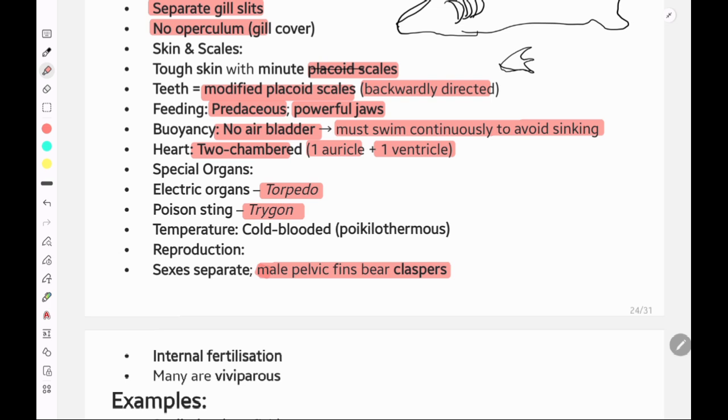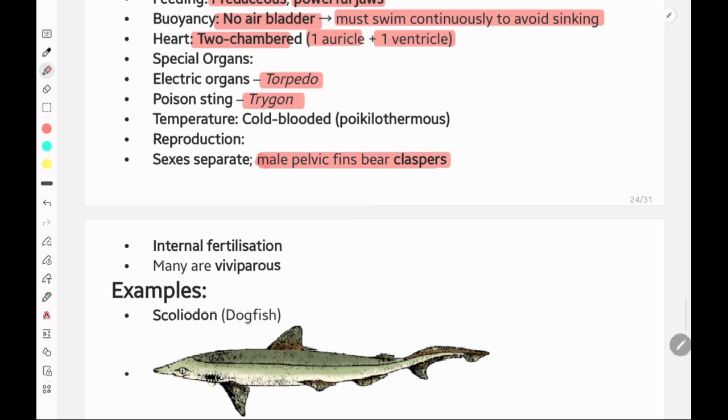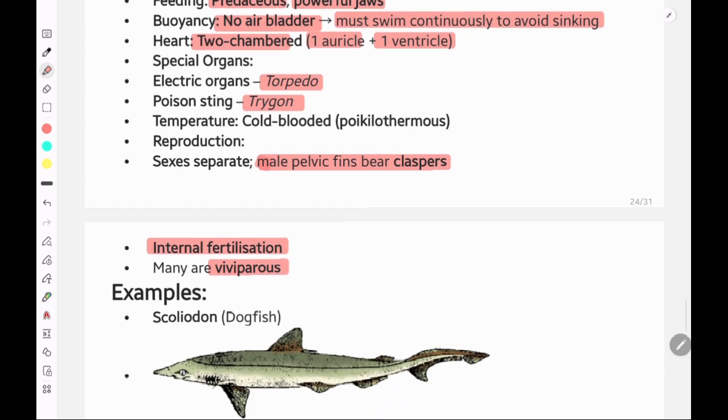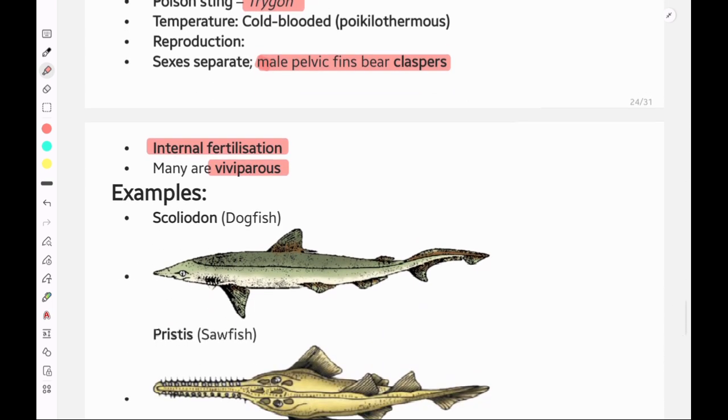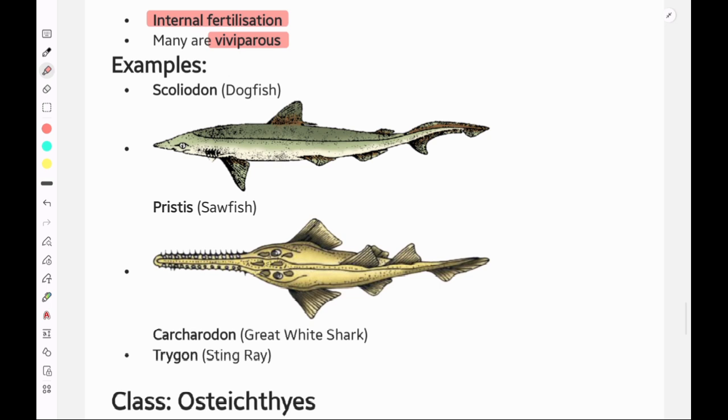The sexes are separate. The male's pelvic fins bear claspers to fertilize the female. Fertilization is internal. Many are viviparous. They can be both oviparous and viviparous. Some can be ovoviviparous. As you have seen or heard, a shark does not lay an egg. They directly give birth to their offspring.